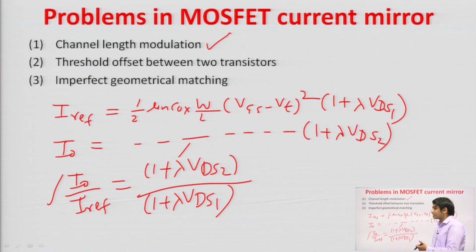To combat this effect, there are other current mirrors like cascode current mirror, in which this channel length modulation effect we can minimize, fine. But in the basic current mirror, this is the issue.